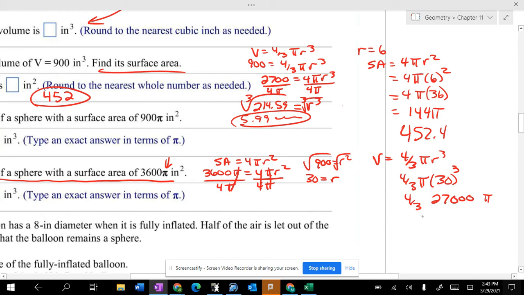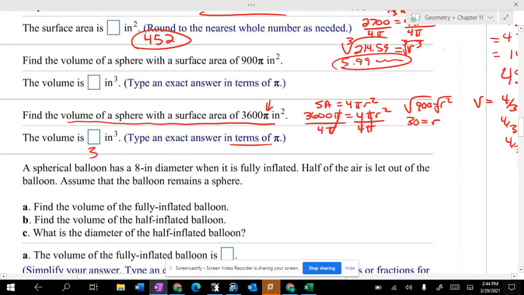3 goes into 27,000 9,000 times. So it's 36,000 pi. And they want the exact answer in terms of pi. So it's 36,000 pi. Okay, so you can do that.